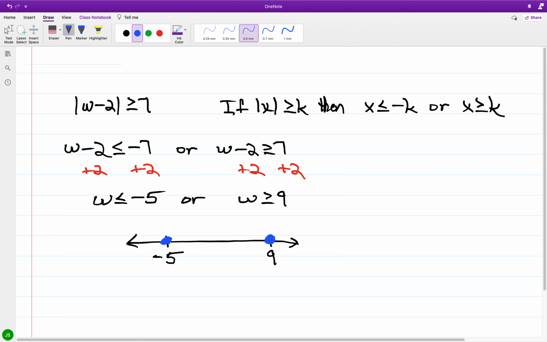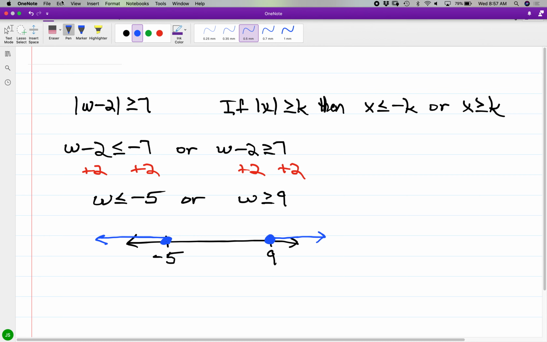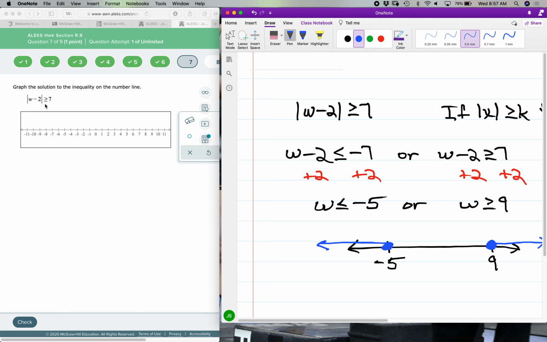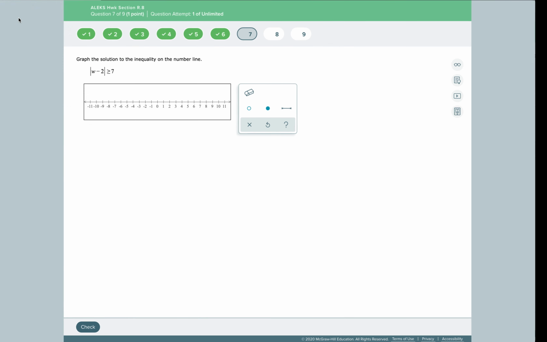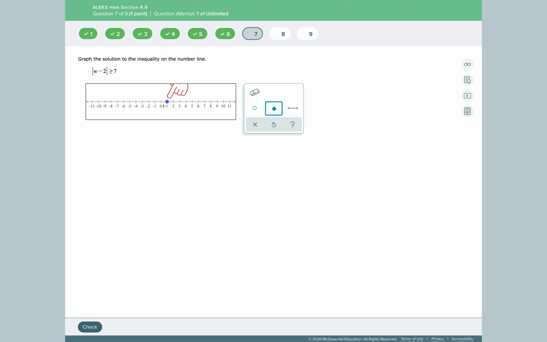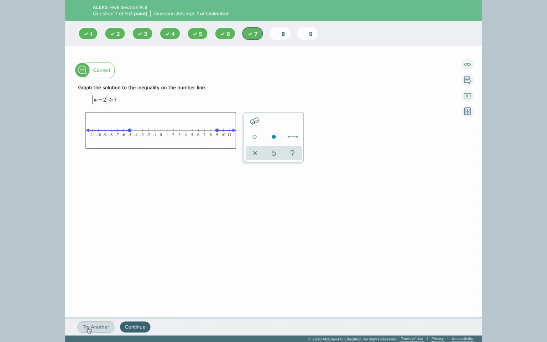Now for w is greater than or equal to 9, you have a ray going to the right. And thanks to the less than sign from negative 5, you're going to have a ray that will go out to the left. And so just carrying over what we have here in graphing, you have a solid point on negative 5 and a solid point on 9. From 9 you have a ray going out to the right, and from negative 5 you have a ray going to the left. And checking the result, that is correct.